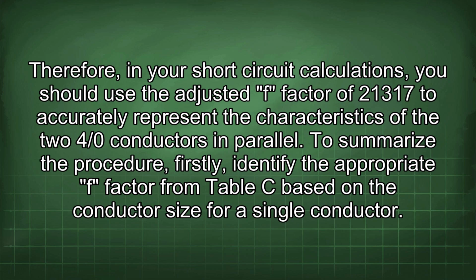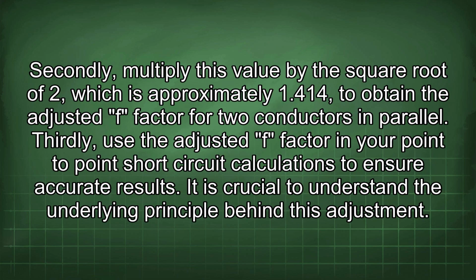To summarize the procedure, firstly, identify the appropriate F-factor from Table C based on the conductor size for a single conductor. Secondly, multiply this value by the square root of 2, which is approximately 1.414, to obtain the adjusted F-factor for 2 conductors in parallel. Thirdly, use the adjusted F-factor in your point-to-point short-circuit calculations to ensure accurate results.